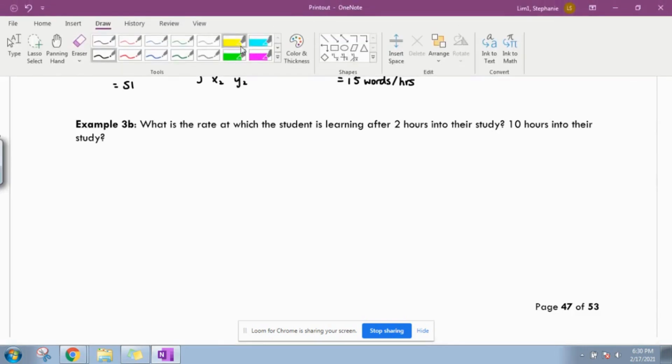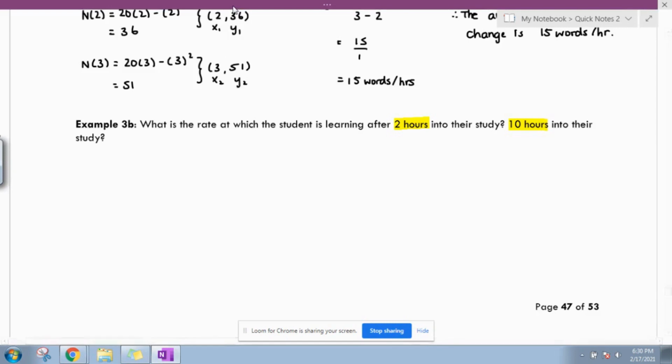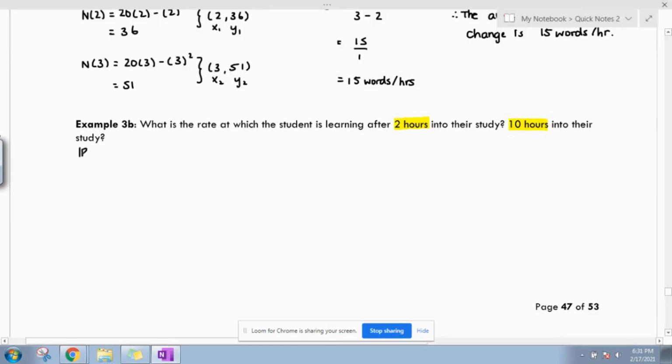But the dead giveaway for us here is that I'm looking for the rate of change at one point in time, and then I'm looking at the rate of change again at another point in time. So that means we're actually taking a look at the instantaneous rate of change. One at 2 hours and then the other one at 10 hours. So let's start off with 2 hours first. So dealing with IROC at t equals 2. Remember, because we're dealing with instantaneous rate of change, we're essentially figuring out the slope of the tangent.